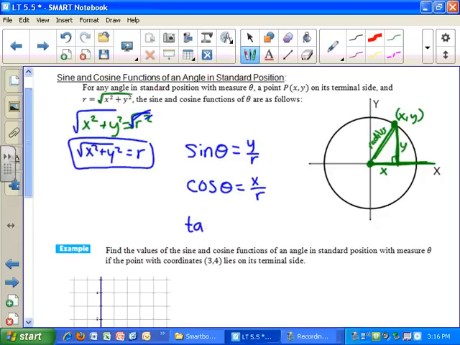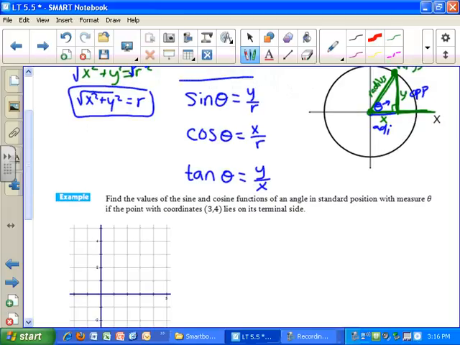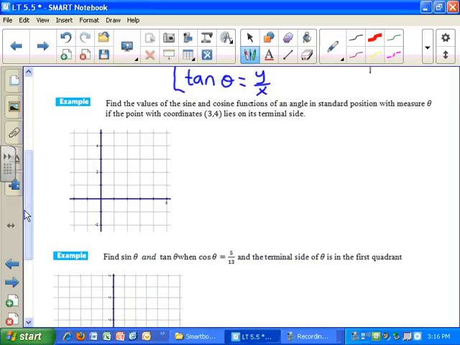And I know it doesn't ask for it, but the tangent of theta is still going to be y over x. The opposite side over the adjacent side. And again, if you did the cosecant, secant, and cotangent, you would just do the reciprocal of those functions and put the numerator where the denominator is and the denominator where the numerator is.